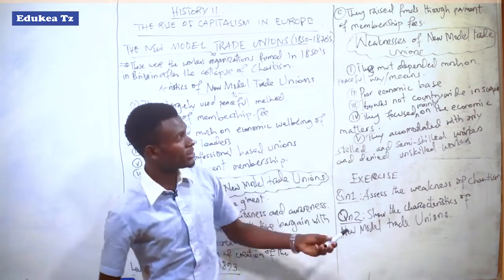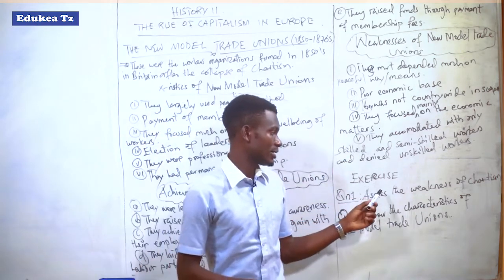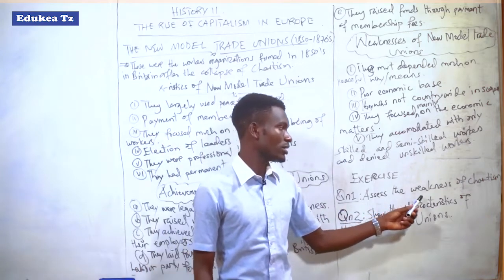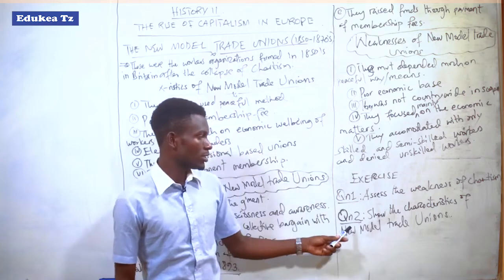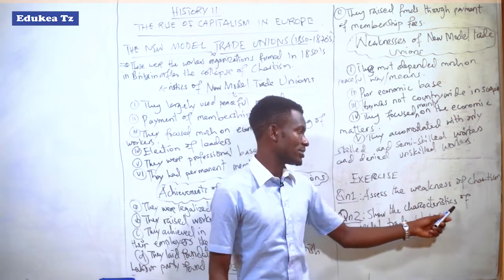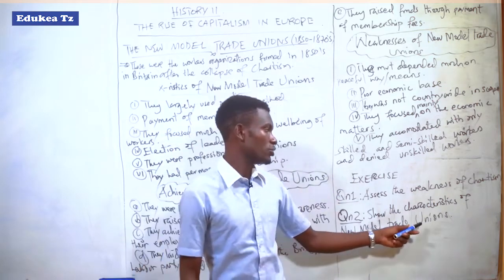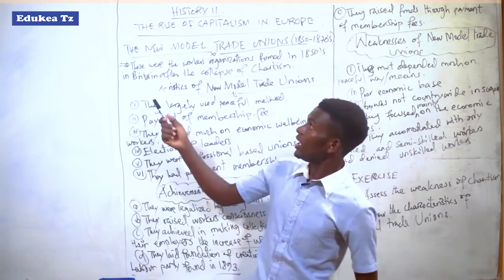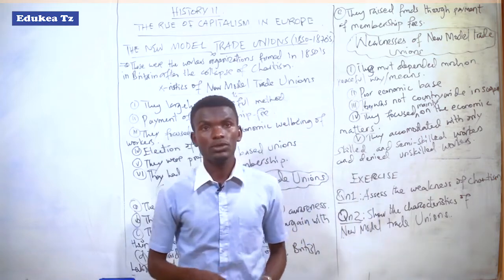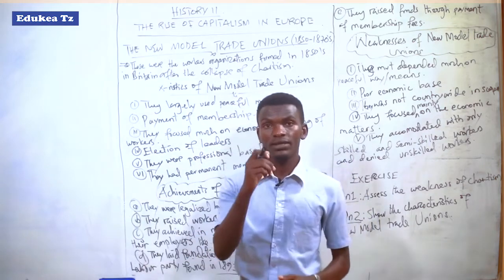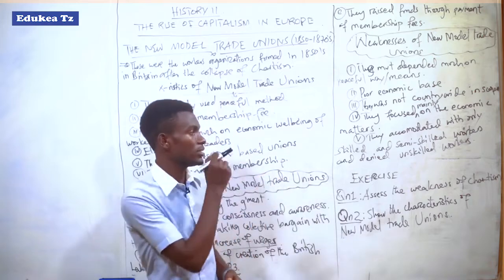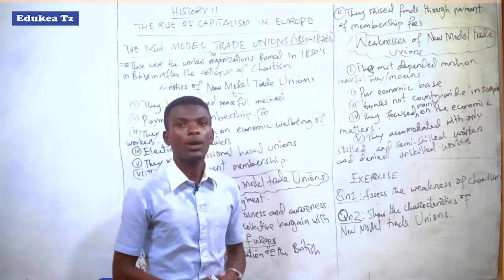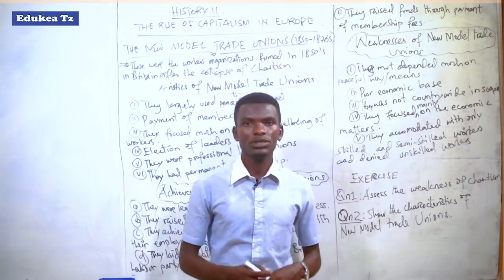After looking at the weaknesses, let us see the exercise, which has two questions. The first one is to assess the weaknesses of Chartism, and the second one is to show the characteristics of new model trade unions. The weaknesses of Chartism I didn't explain to you, because I want you to find the weaknesses which faced Chartism. So this is the end of our topic, which is the rise of capitalism.